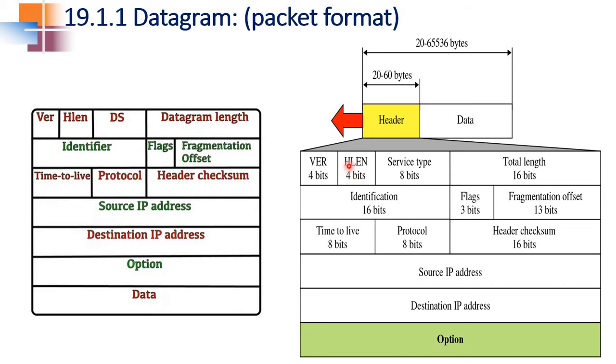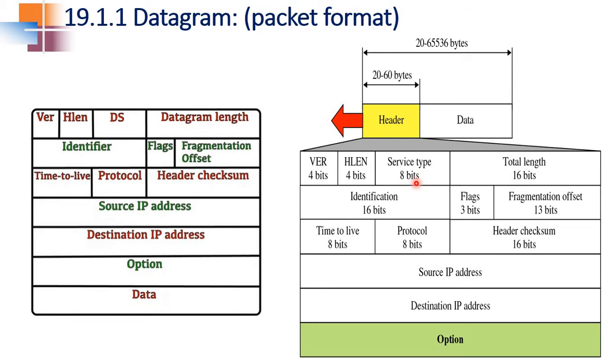Second is HLEN, which means header length. This is also of the size of 4 bits. Next is followed by the service type, which is 8 bits. And next is the total length, which is 16 bits. You just add all those bits together.